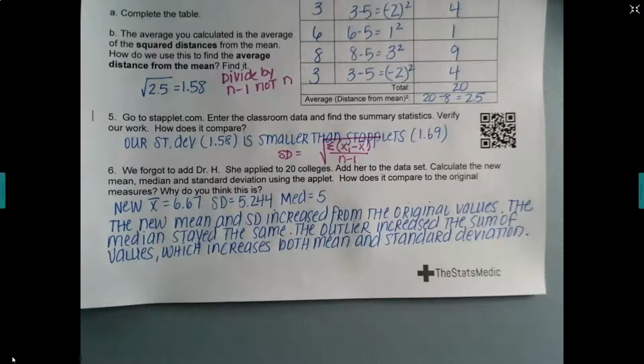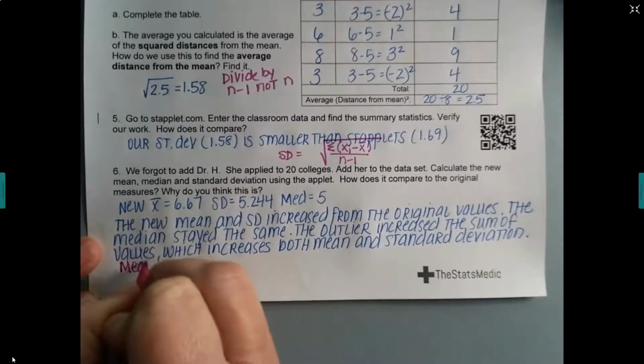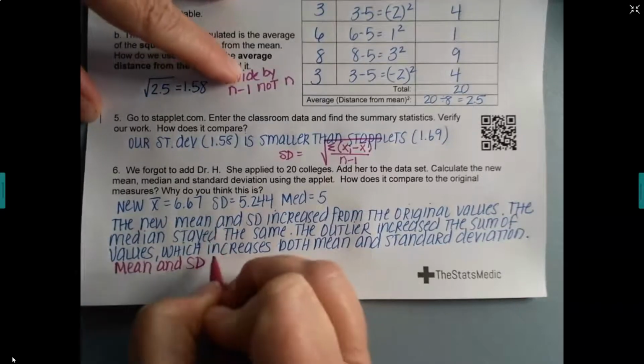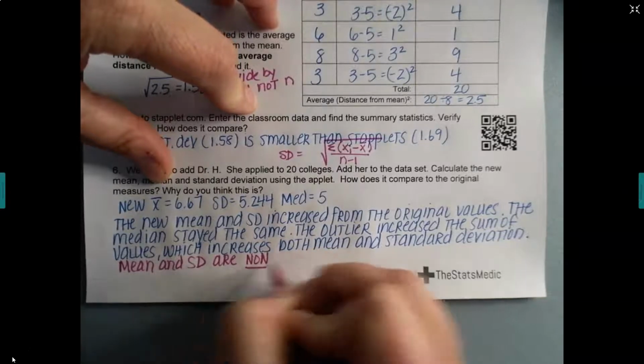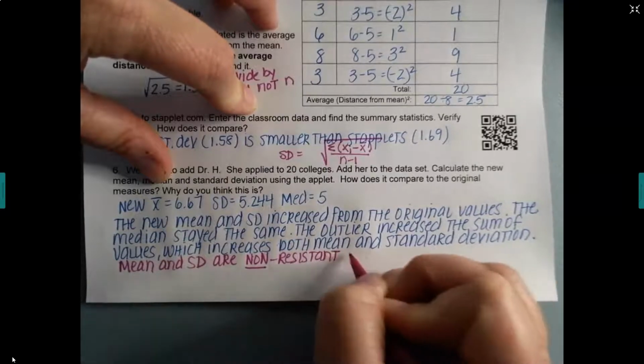So the new mean and standard deviation increased from the original values and the median stayed the same. The outlier, or we could probably have put possible outlier out there because we haven't verified, increased the sum of values, which increases both mean and standard deviation. So what I want you to take away from this is something about resistance. Mean and standard deviation are non-resistant to the pull of an outlier.